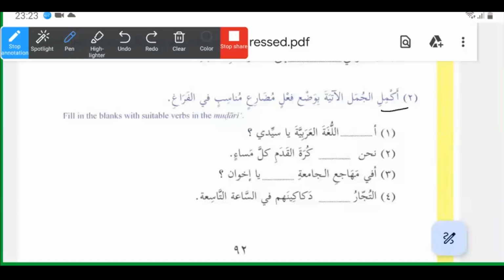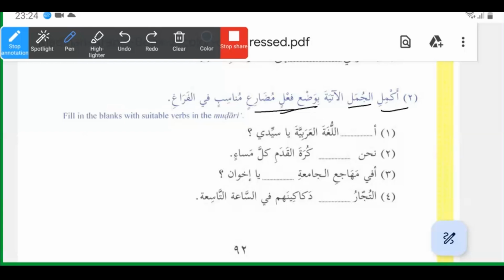Akmilil jumal al atiya, complete the sentences. Jumal is the jama for jumla. Biwaz il fail, by putting the fail muzariya, by putting the imperfect tense. Muzari is the imperfect tense, and mazi is the perfect tense. Now we have to put the verbs accordingly, based on the sentences which are coming. So it is not like we have a fixed one. Now we have to put yazhabu or zahaba fa'al. So depending upon the sentence, we have to adjust.